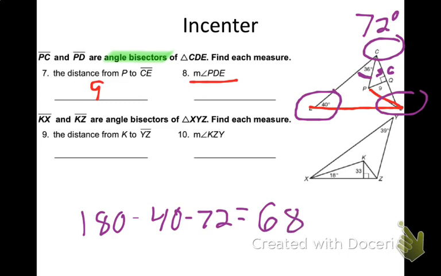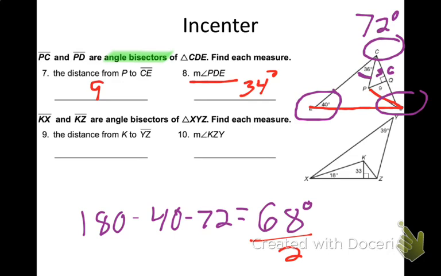68 degrees. So I know the big angle is 68, but I want the small angle. What do I have to do with that 68 to find the small angle? Divide it by 2 because it's angle bisectors. Nice job. Divide that by 2. And PDE is then 34 degrees. Nice job.